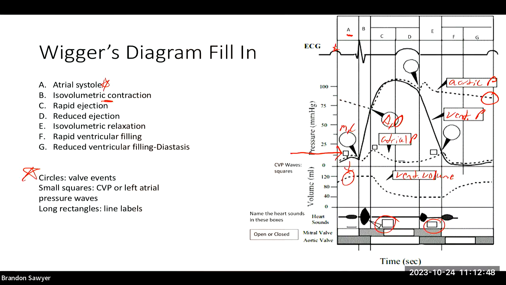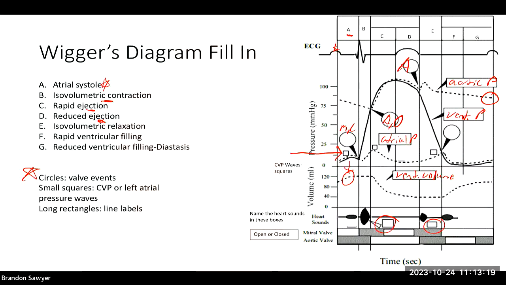So this whole period, C and D, is all ejection: rapid ejection and reduced ejection. We can see C and D, and we can match that up with volume too. Volume is leaving the heart at that point, so we're losing volume in the heart because it's dropping. And then the pressure is dropping. Right here, it drops below the pressure in the aorta. So what's going to happen there? Which valve?